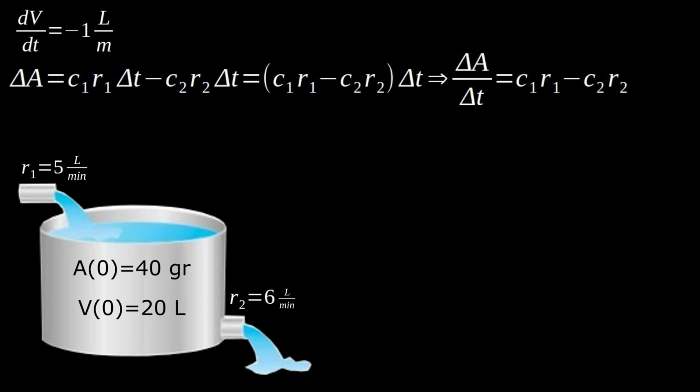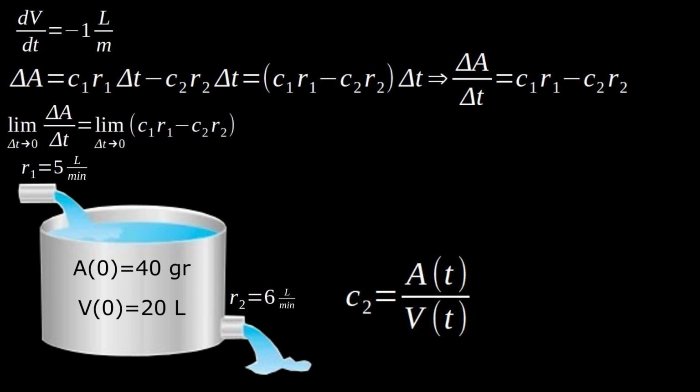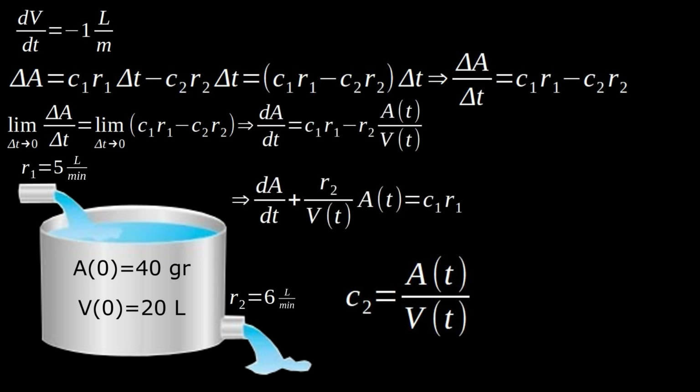Now notice C2, the outflowing concentration of salt, isn't constant. It's changing over time. It's equal to A of t, the instantaneous amount of salt in the tank, over V of t, the instantaneous amount of water left in the tank. And we take the limit of both sides as delta T goes to 0, and we get dA over dt equals C1 R1 minus A of t R2 over V of t.